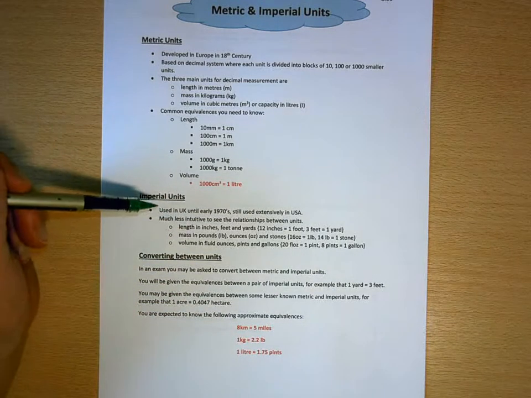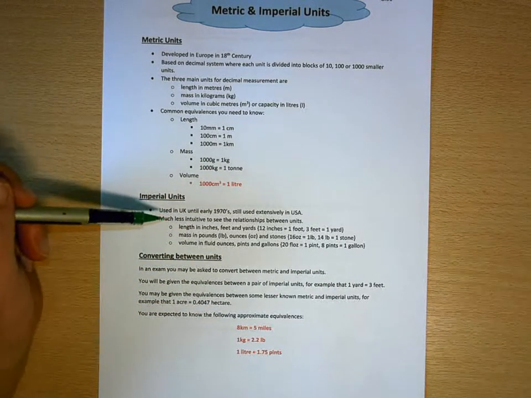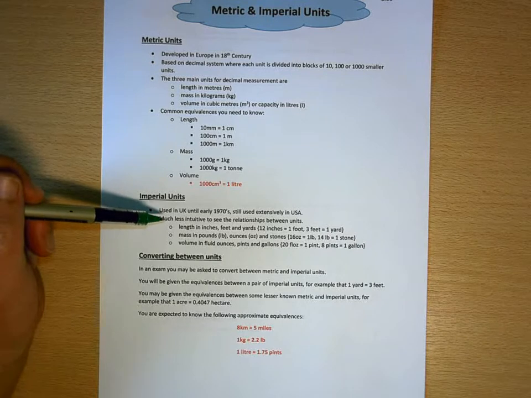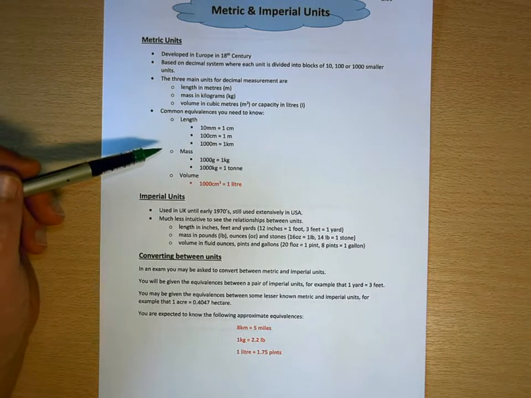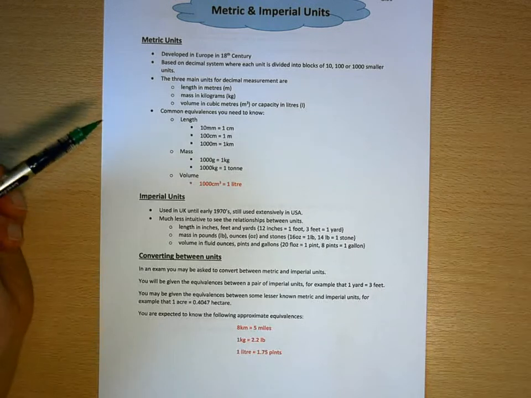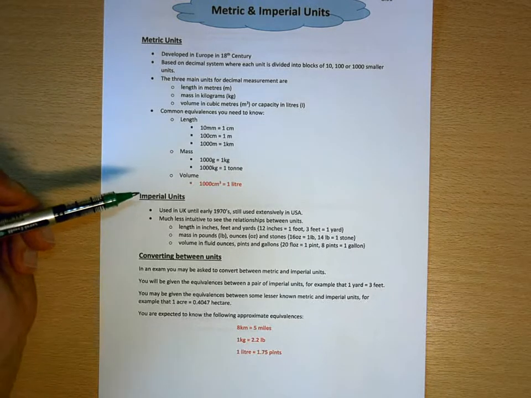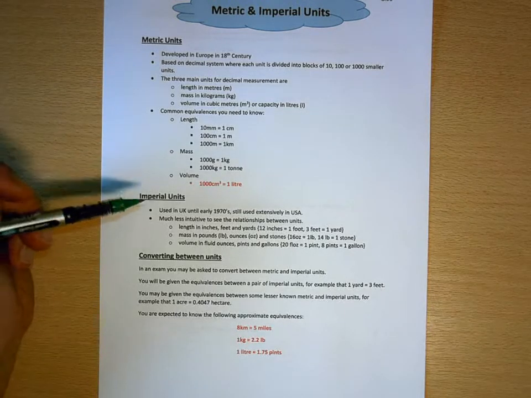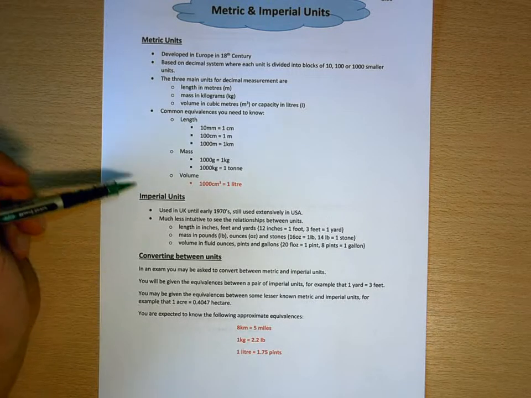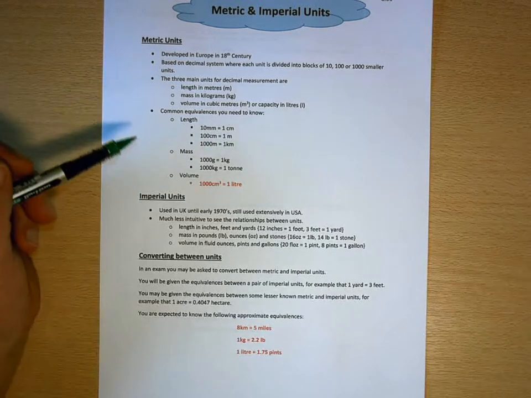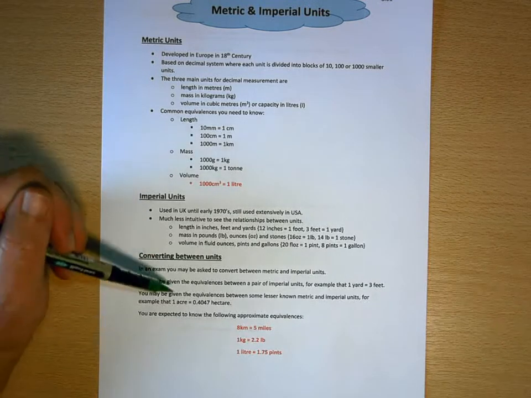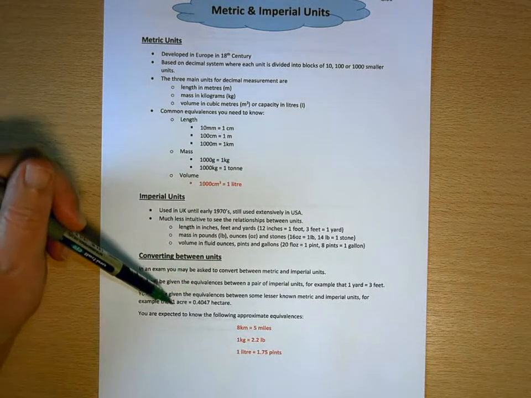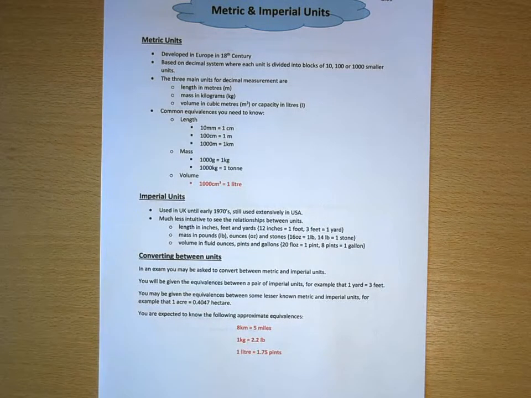You're less likely to be asked a question where you're converting one imperial unit to another, whereas converting one metric unit to another is quite common. And you're also required to be able to convert between some metric and imperial units. Now if they're obscure ones, they'll give you what that equivalence is. So for example here, 1 acre is 0.4047 of a hectare, you'd be given that.